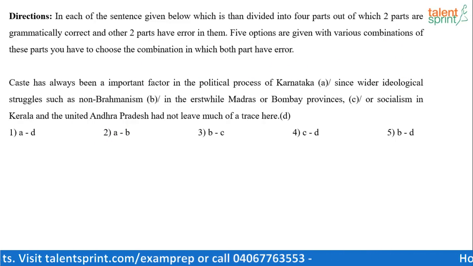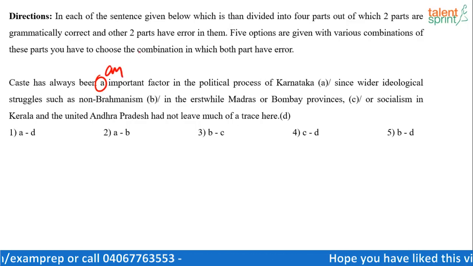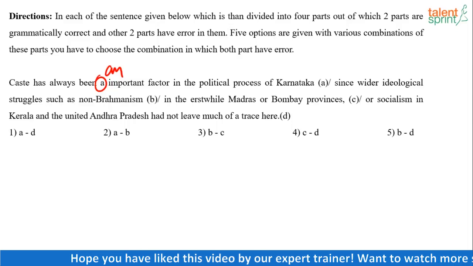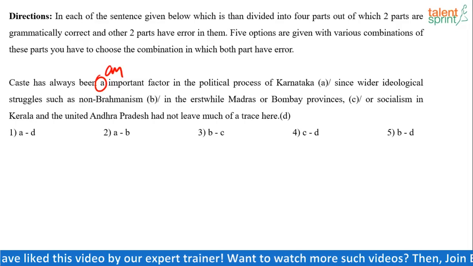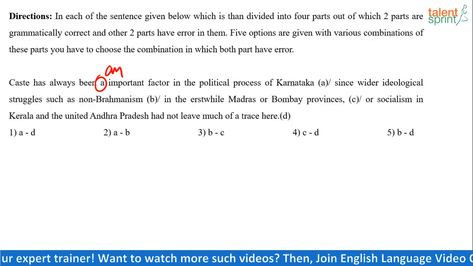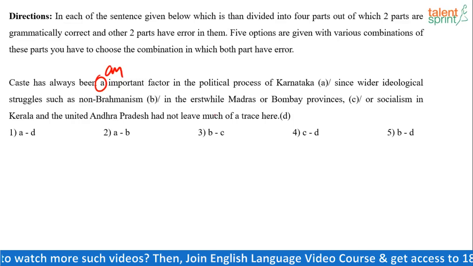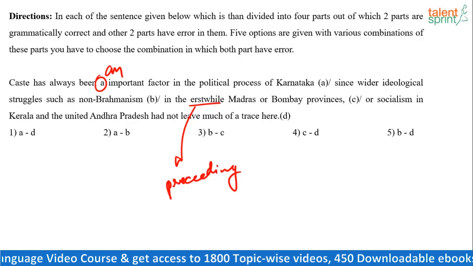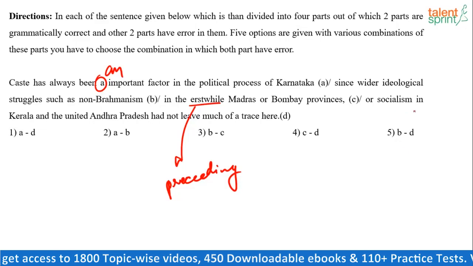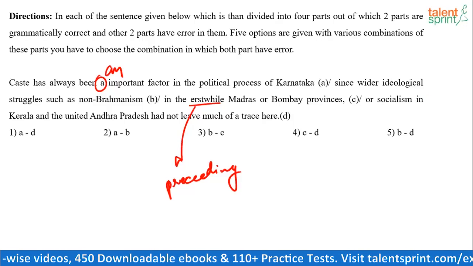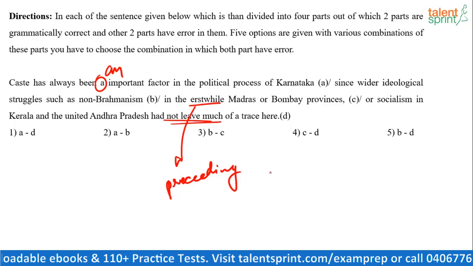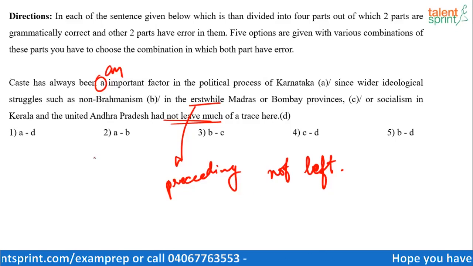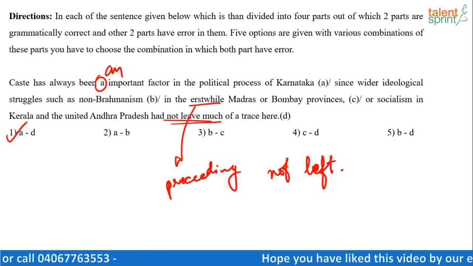Caste has always been important. Since it is an article that should be used here, we'll quickly do this one. So the error is, this is a very distinctive and clear error. Caste has always been an important factor in the political process of Karnataka since wider ideological struggles such as the non-Brahmanism in the erstwhile. What is the meaning of erstwhile? Preceding. I think this also we did last time. Okay, preceding Madras or Bombay provinces, or socialism in Kerala and the United Andhra Pradesh has not leave much. Okay, right here is the error, not left. Because the statement has to be in past, not left much of a trace here. So the error is in which and which statement? A and D. Alright, yes, right, this one was pretty simple.